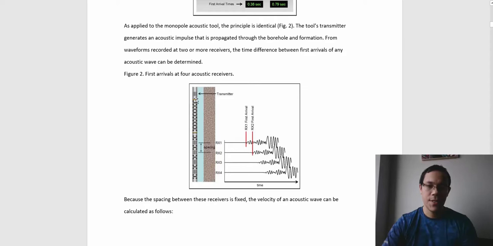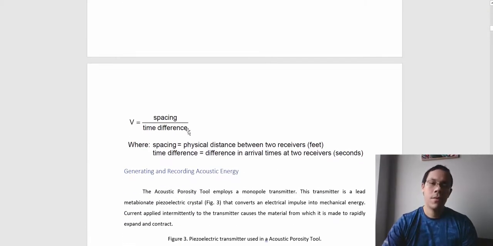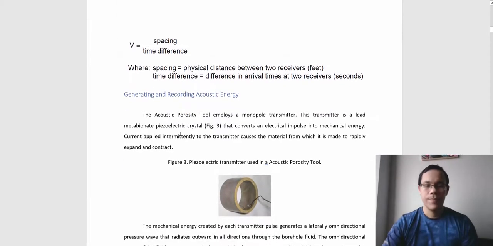In this image, you can see the transmitter up here, and this particular tool has 4 receivers. So what you see here is the wave being detected first at the first receiver, then the second, third, and fourth, and so on. The velocity will be the spacing divided by the time difference.